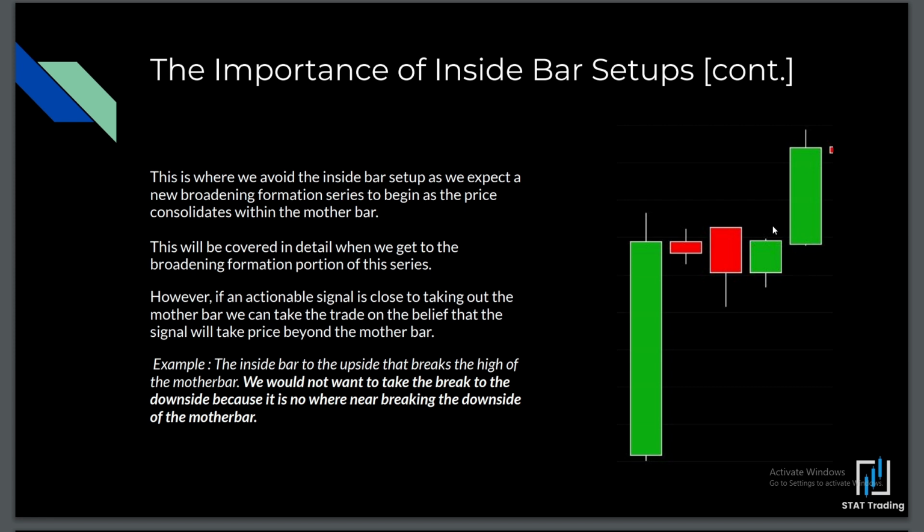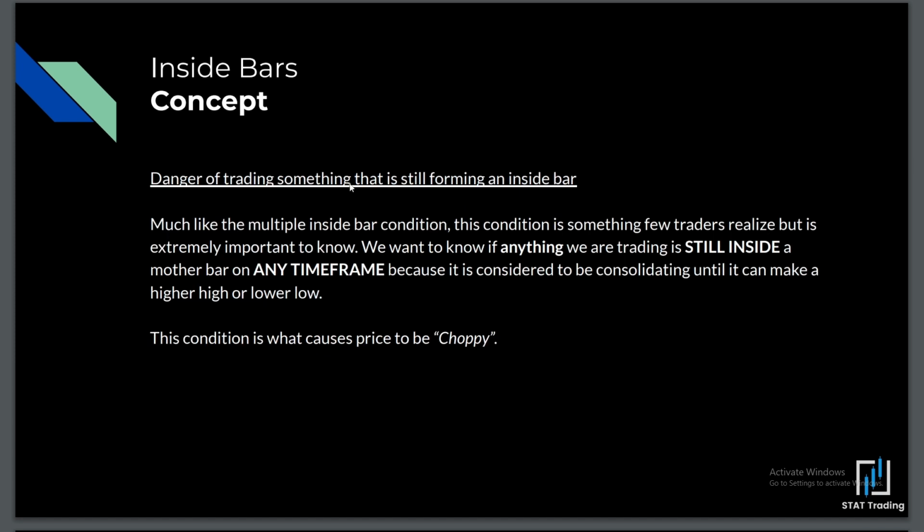And the reason we would want to take this one is because if the actionable signal is close to taking out the mother bar, we can take the trade on the belief that the signal will take price beyond the mother bar. So in this example, the inside bar to the upside that breaks the high of the mother bar, we would not want to take the break to the downside because it is nowhere near breaking the downside of it, like we said. The danger of trading something that is still forming an inside bar.